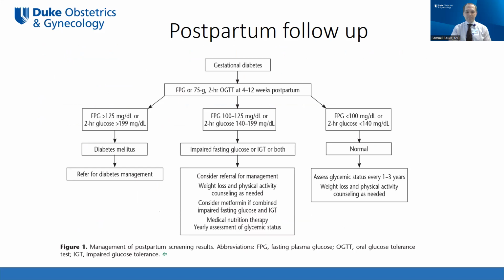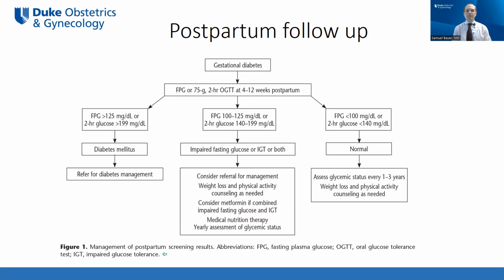So essentially, patients deliver, they've delivered the placenta, and gestational diabetes should go away fairly precipitously. But we know that it's estimated that between 15 and 70% of patients will go on to develop diabetes. So the standard of care is currently to screen patients 4 to 12 weeks postpartum with a 75 gram 2-hour OGTT.